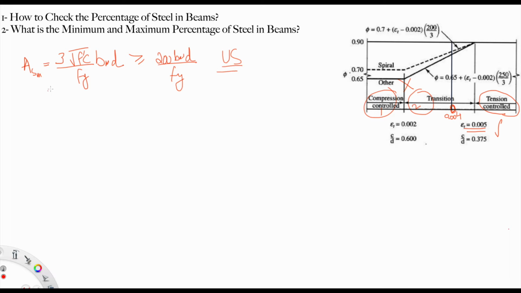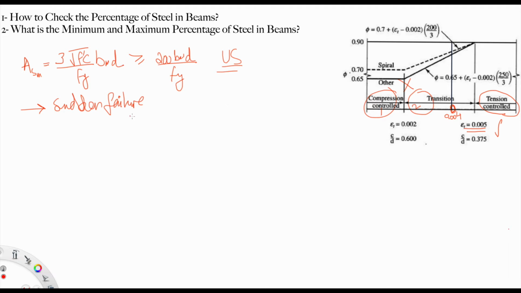And why do we need this? To avoid sudden failure. We don't want sudden failure in the beam. If the beam has steel that is less than the minimum requirement, that means the beam doesn't really have steel reinforcement. It's as if it's only concrete. So the beam is acting like plain concrete without steel, and it will suddenly fail, it is brittle. It will suddenly fail without any deflection, and it's not ductile.